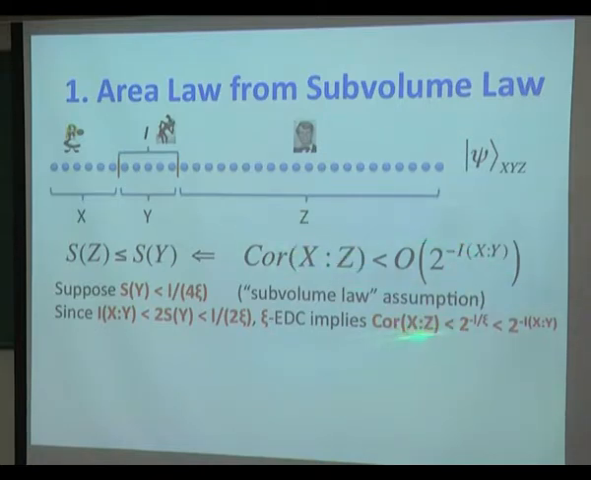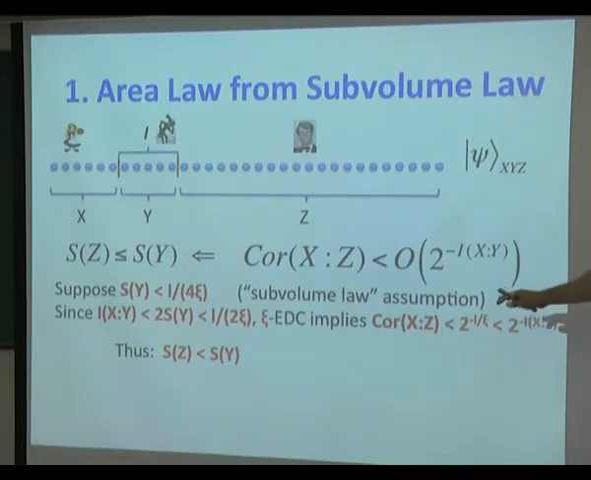So we found that the correlation between X and Z, these two regions far away, is smaller than the mutual information between X and Y. And this is very good for us, because we just apply our little result here. Because this holds true, we also find that the entropy of Z is smaller than the entropy of Y, and Y can be something of constant size. So if we have a region small enough which has subvolume law, we get area law. We start from some assumption about the entropy only on Y, and we get a bound for the entropy of Z, which can be something much bigger.